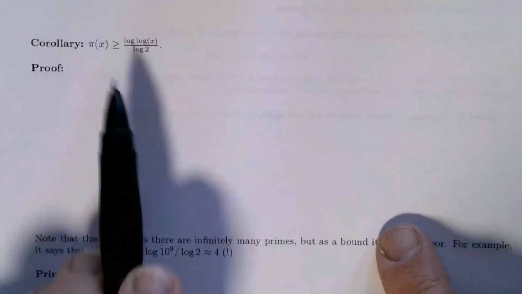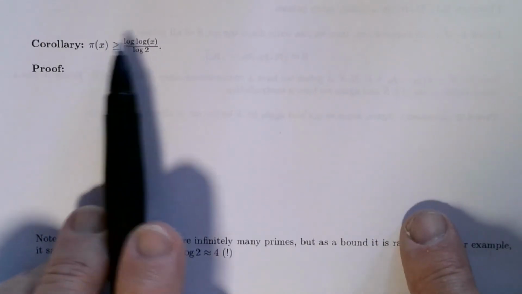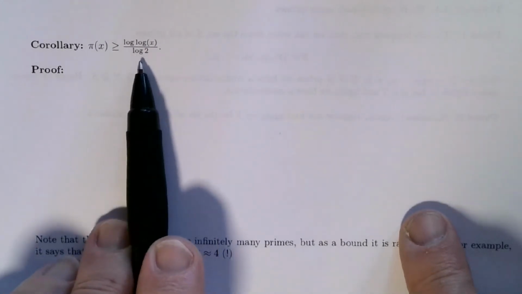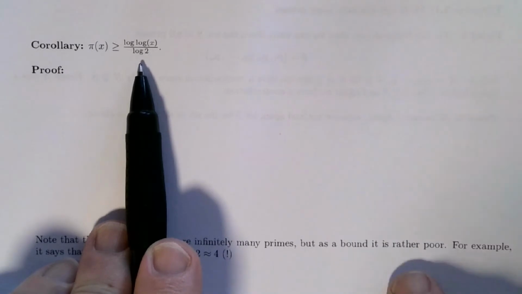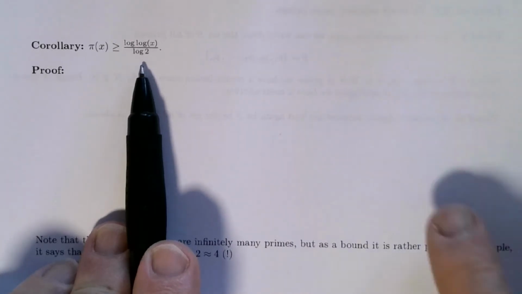So as a corollary to this, we can get a lower bound on pi of x: the number of primes less or equal to x has to be at least log of x on log 2. Now again, as we'll see, this is not a particularly useful lower bound on pi of x, but it actually tells us two things.